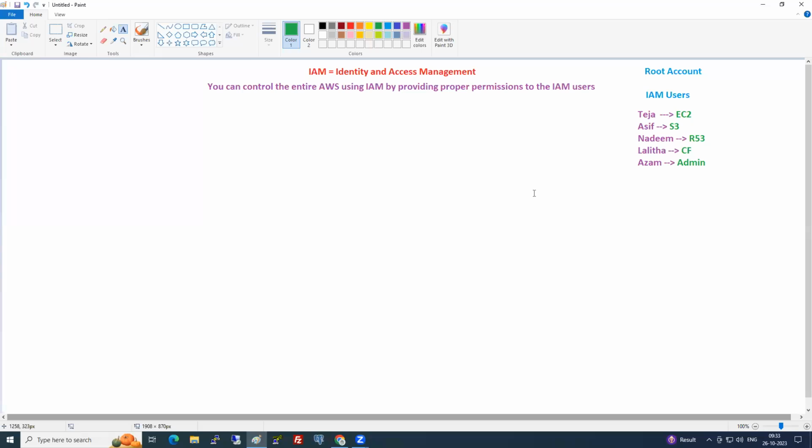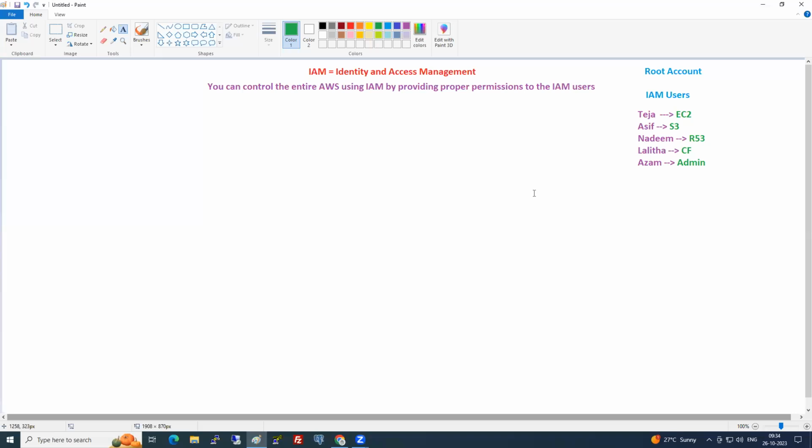Some people say only Azam. Some people say only Asif. Some people say both. Which one is the right answer? So the answer is Asif and Azam. Because Azam has the full permissions, anyways, he can go and create it. And who has specific permission? Asif. Asif can also create an S3 bucket and Azam can also create an S3 bucket because Azam is an admin.